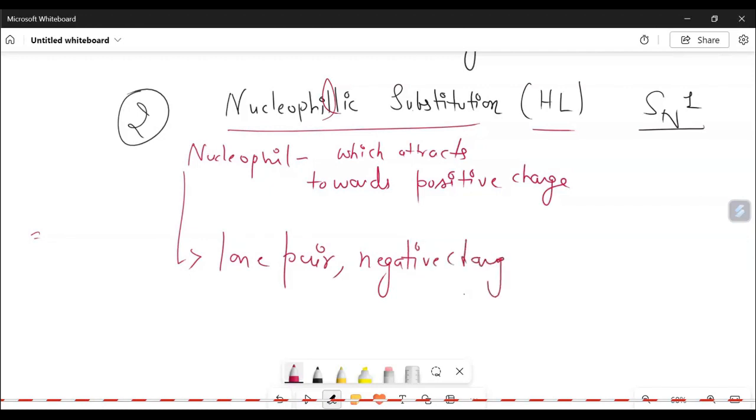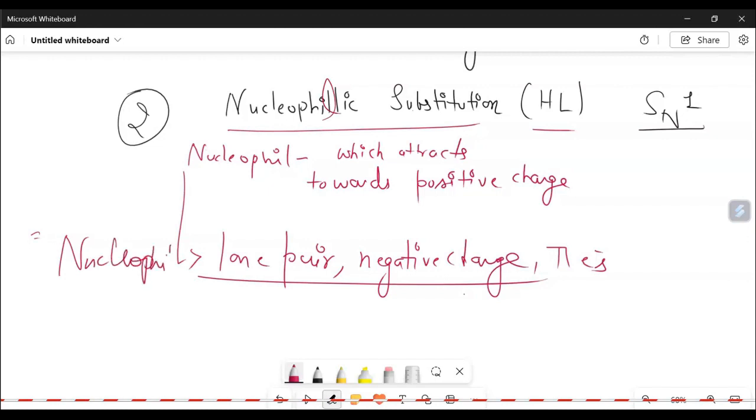Pi electrons also behave as a nucleophile. Nucleo means nucleus, so a nucleophile attracts towards positive charge, and good nucleophiles are those which have a lone pair, a negative charge, or pi electrons. Now this is also known as the SN1 reaction.